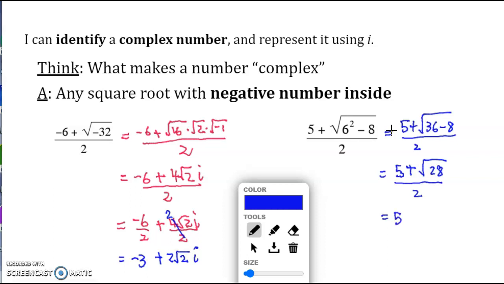We can still simplify this, because 28 can be broken up as 4 times 7. And again, I chose 4 because 4 is a perfect square. And that's going to be 5 plus 2 root 7 over 2. That can be re-represented as 5 over 2 plus, 2 divided by 2 is going to be root 7. So there is no i involved here. So this is not a complex number. This is a real number.